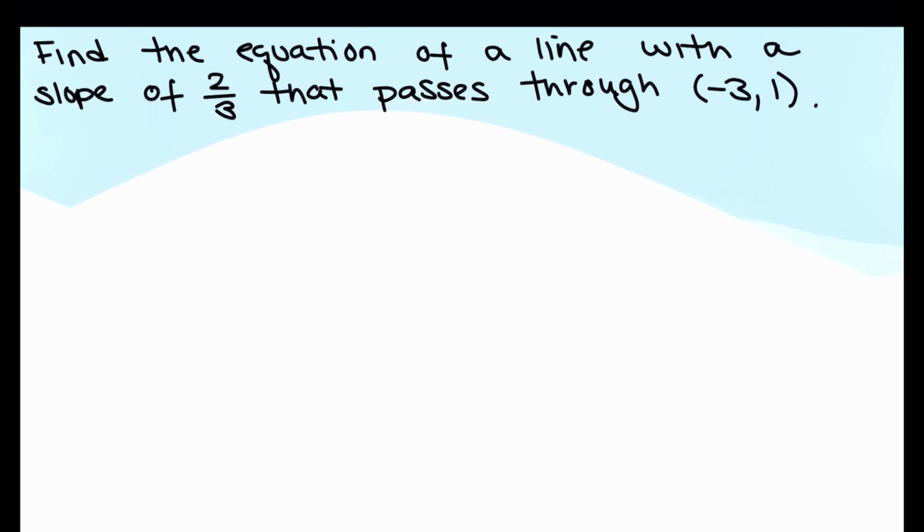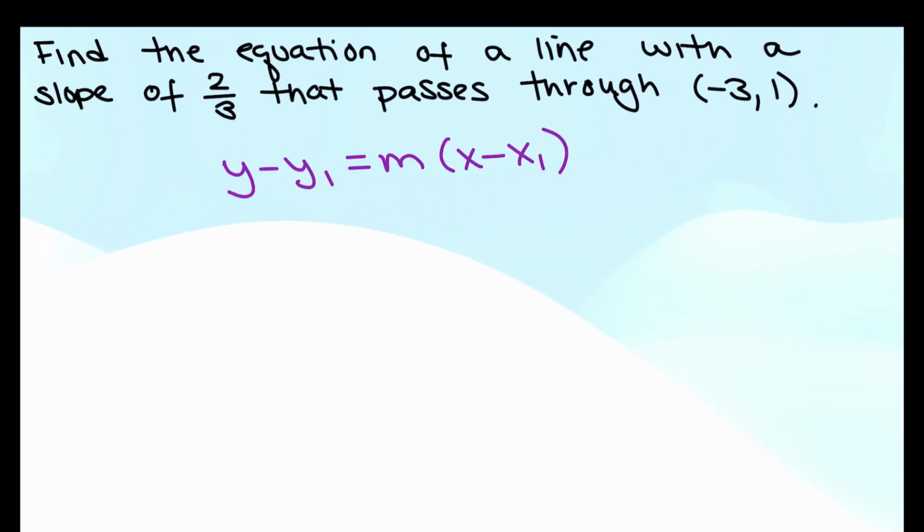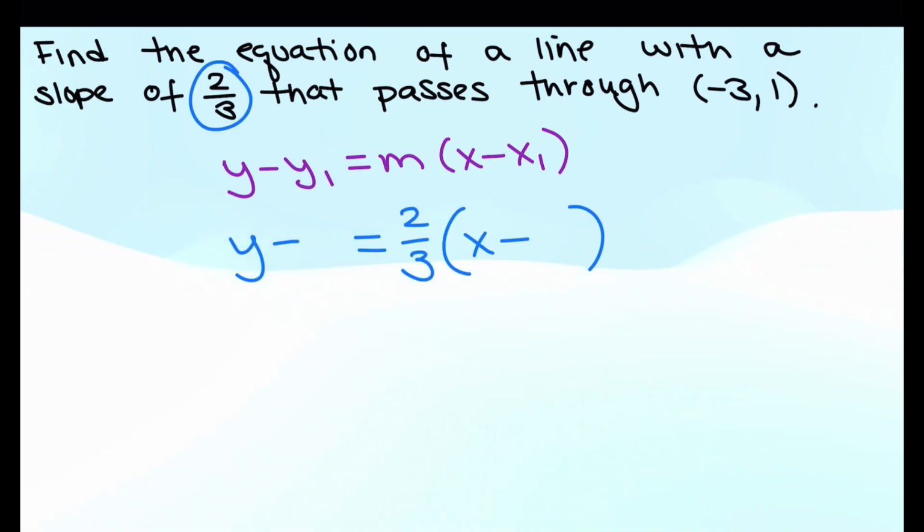Find the equation of a line with a slope of 2/3 that passes through the point -3, 1. So let's see how this works with that point-slope formula. In this problem, they're giving us the slope. So we're going to go ahead and plug 2/3 in for m. So I've got my formula. I replace the m with 2/3. The y and the x stay a y and an x. And then the x1, y1, that is my point.